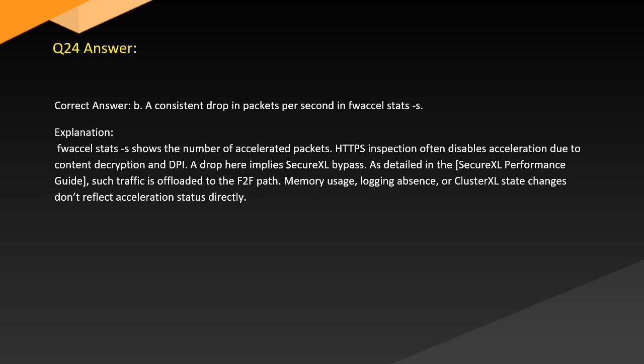Answer. Correct answer: B. A consistent drop in packets per second in fwaccel stats. Explanation. fwaccel stats shows the number of accelerated packets. Inspection often disables acceleration due to content decryption and HTTPS inspection. A drop here implies SecureXL bypass. As detailed in the SecureXL performance guide, such traffic is offloaded to the F2F path. Memory usage, logging absence, or ClusterXL state changes don't reflect acceleration status directly.